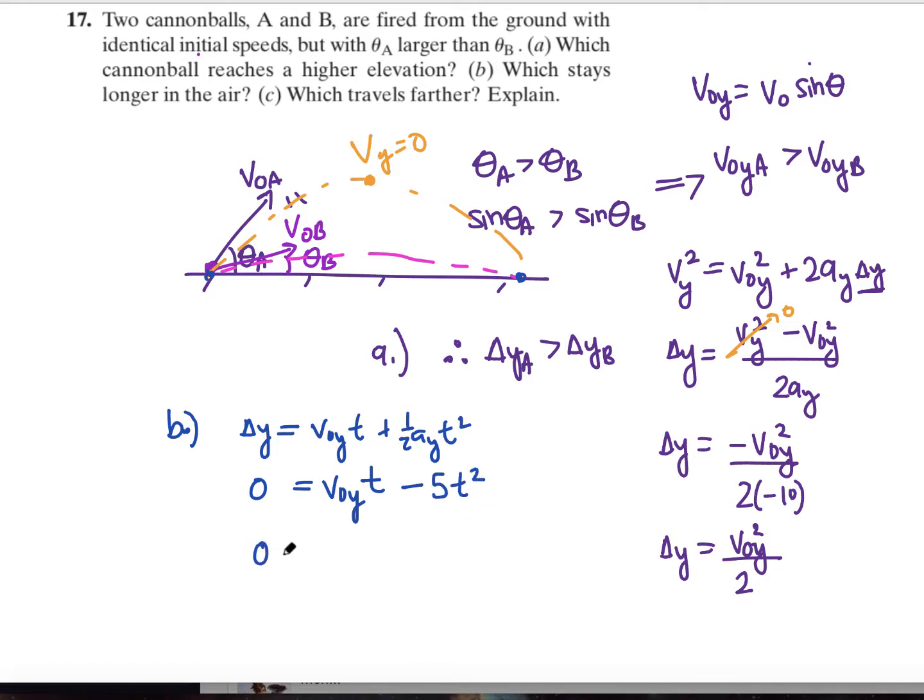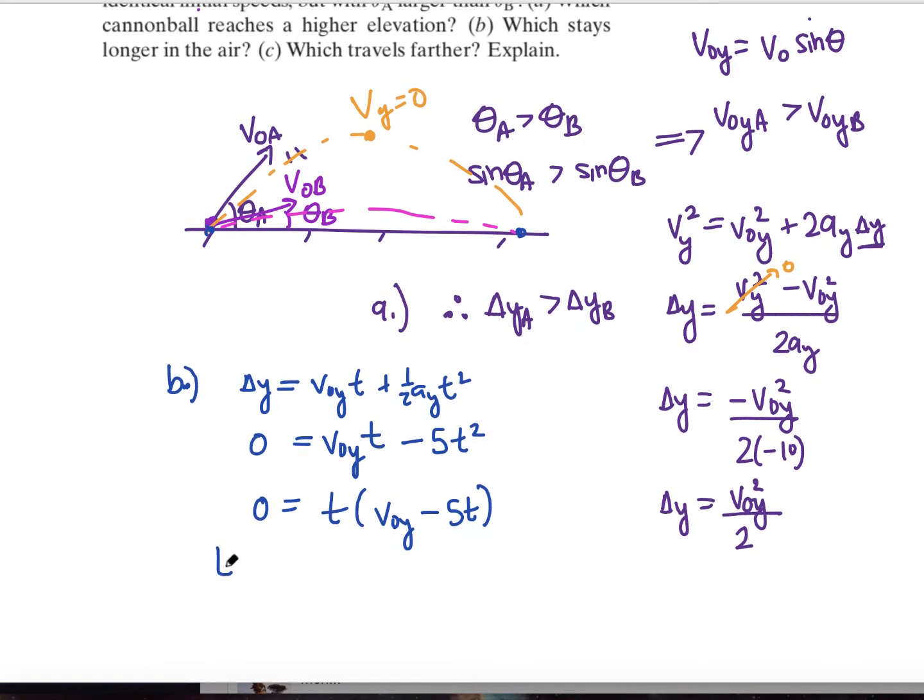So there's two answers for this. I can just factor a t out. I have V naught y minus 5t and t. So my answers are t is 0. Okay, that's where we start. And then V naught y minus 5t is equal to 0. Or we can just say that t is equal to V naught y over 5. So I actually go ahead and see again that time depends on V naught y.